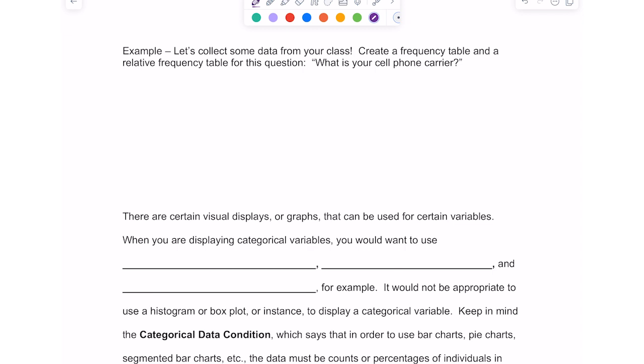Okay, so to create our frequency table, I've got one column. It's going to be called cell phone carrier. And the column next to it is going to be the count or the frequency. And if we wanted to, we could do a survey of the class and find out who your cell phone carrier is, okay? But since I'm doing this video before class starts, I don't have the data there. Here is some data for you.